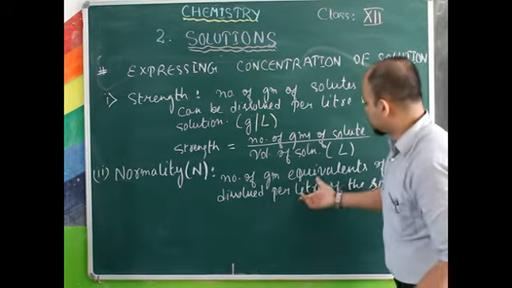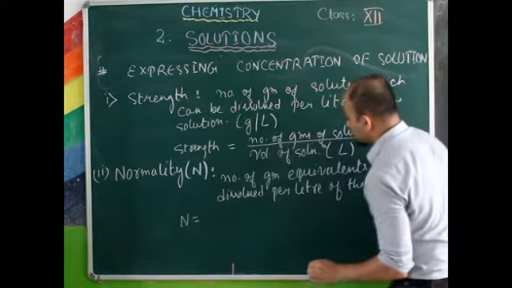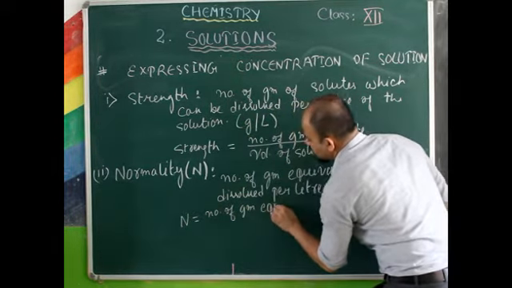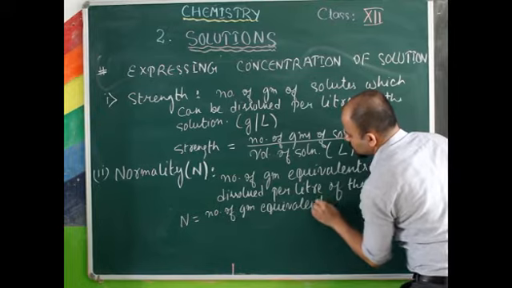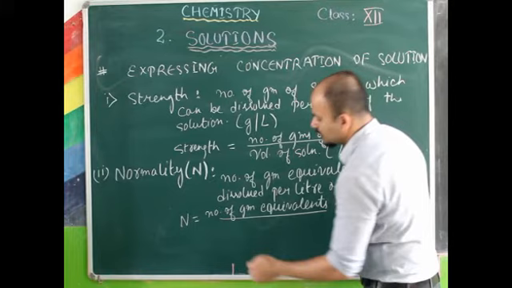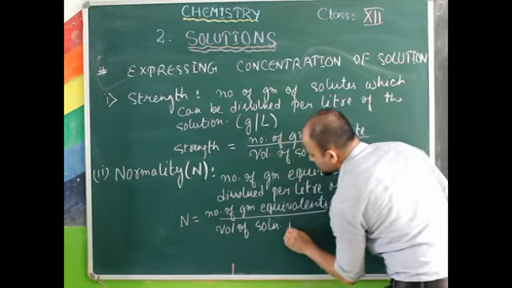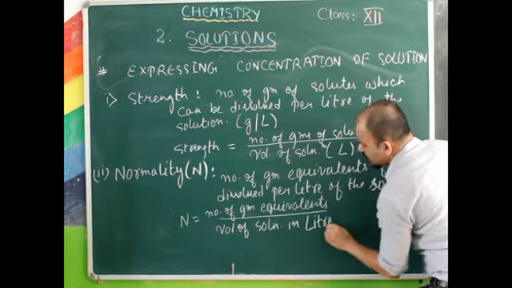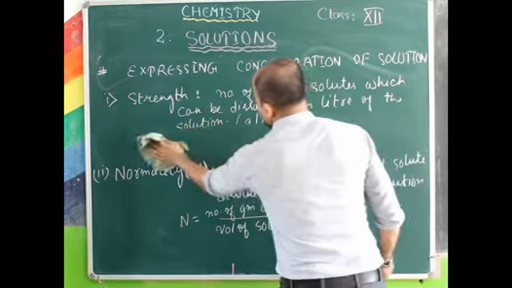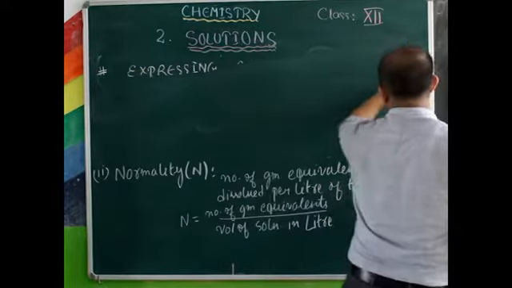Now here, this itself can be written in mathematical form, that is normality will be equal to number of gram equivalents divided by volume of the solution in liter. Now there are other ways in which this normality can also be expressed. So these relations, these expressions, you need to learn them, okay? Because you will be asked numericals based on this.